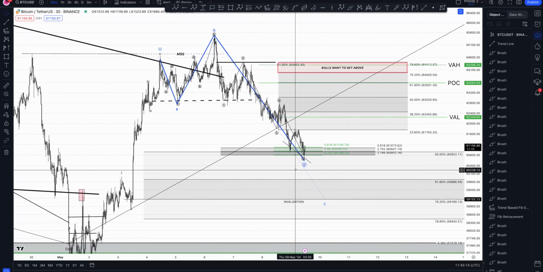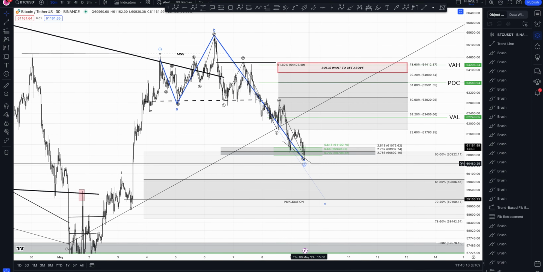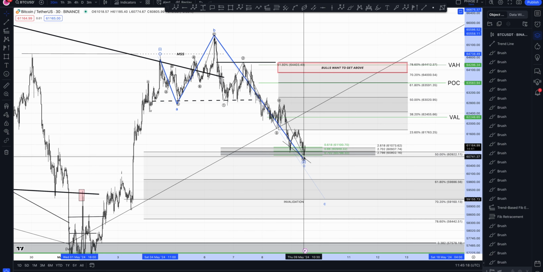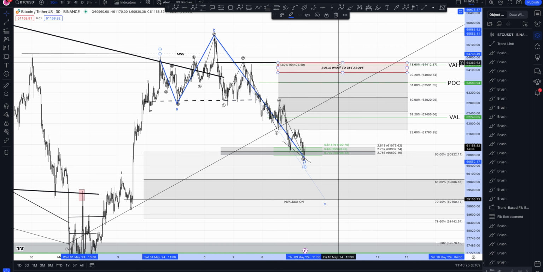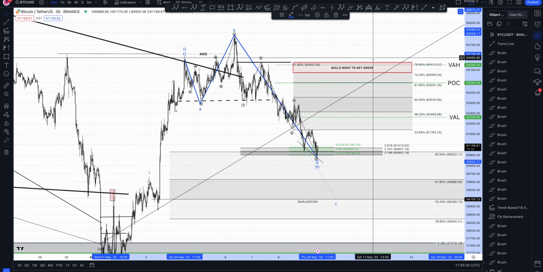So remember, this C wave could be in over here, and this could be our wave 2. Right? But we would need to get over some key resistances first.